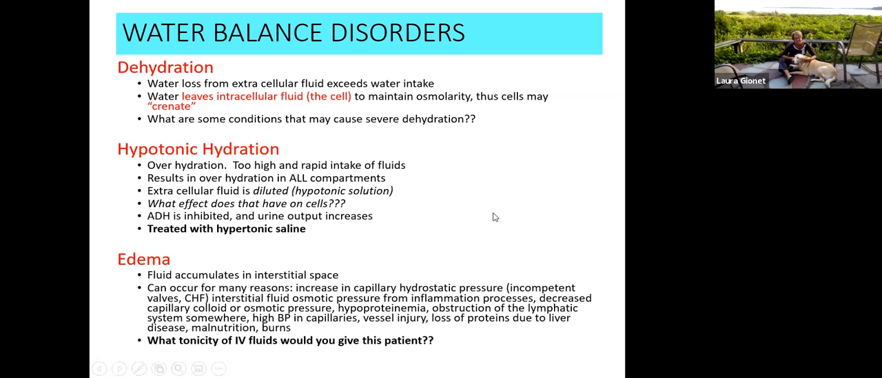Hypotonic hydration is another type of disorder. Overhydration, too high and rapid intake of fluids, results in hydration in all compartments. So the cells, you first start by increasing the volume in plasma, which then overflows to interstitial regions, to the lymphatic system. Essentially, the water goes all over at some point.